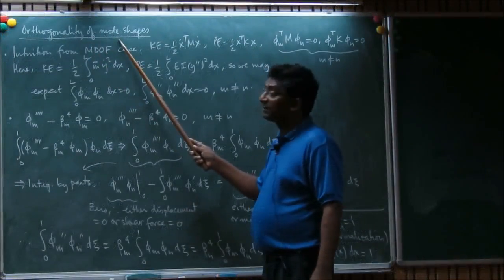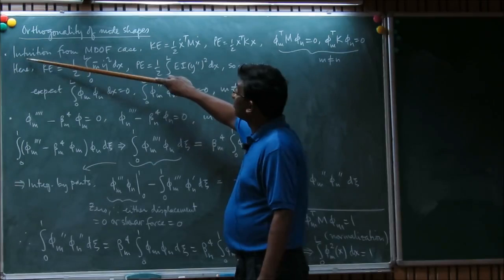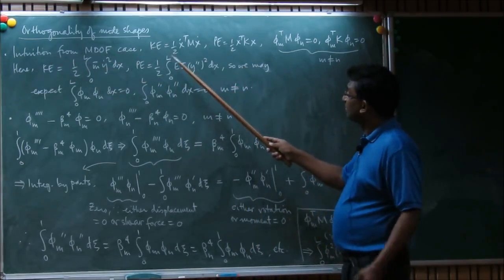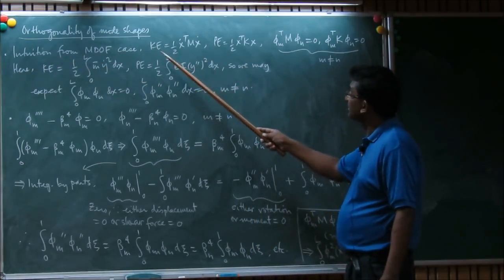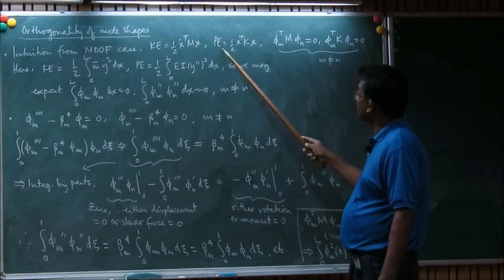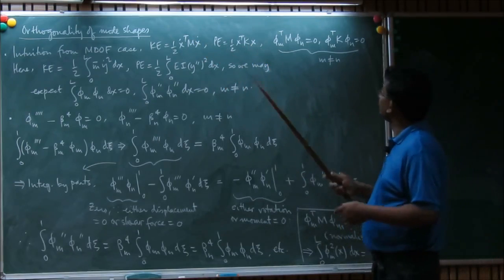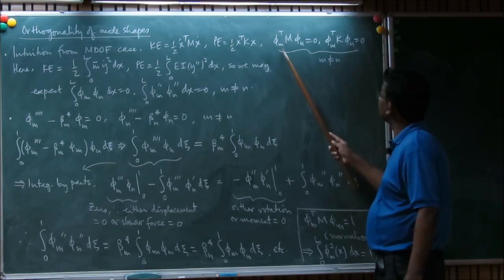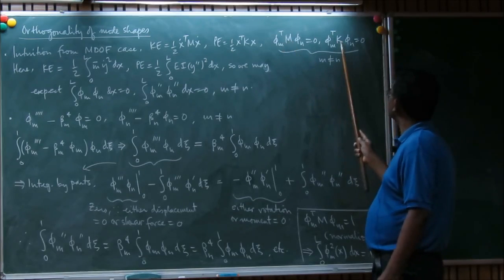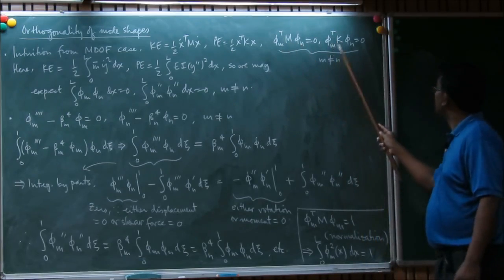Now we will look at orthogonality of mode shapes. Let us borrow an intuition from the multi-degree of freedom case that we have studied, where for some finite dimensional situation the kinetic energy is half x dot transpose m x dot and potential energy is half x transpose k x. We get some eigenvectors, and those eigenvectors satisfy this orthogonality when weighted with the mass and stiffness matrices. If m and n are not the same, these inner products are 0.